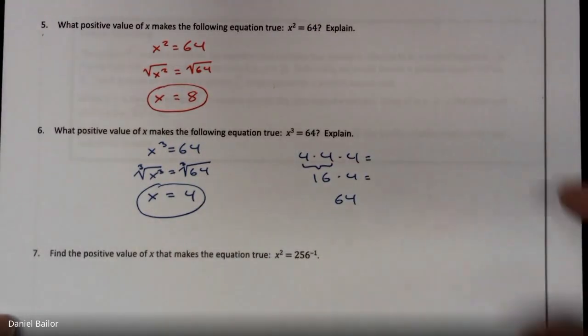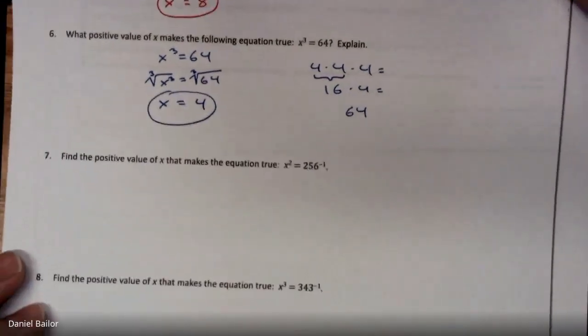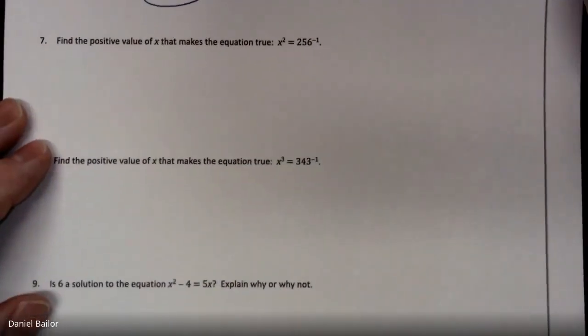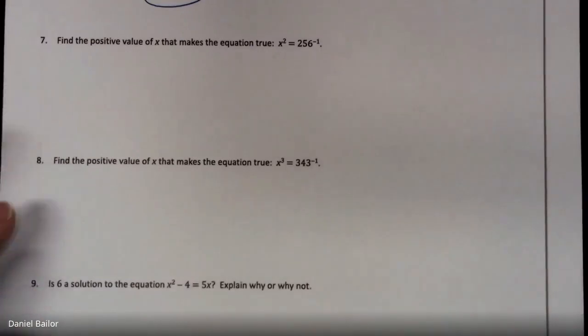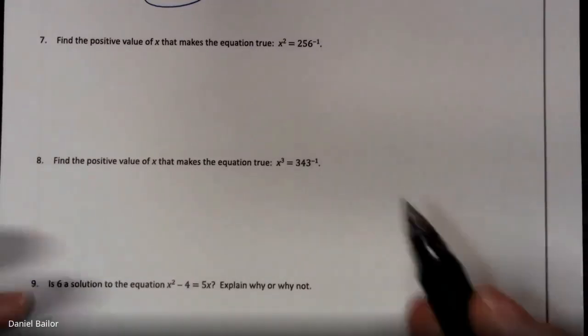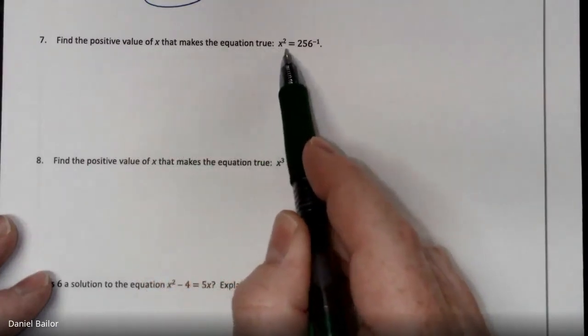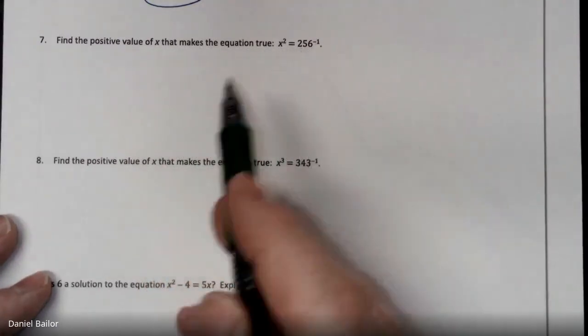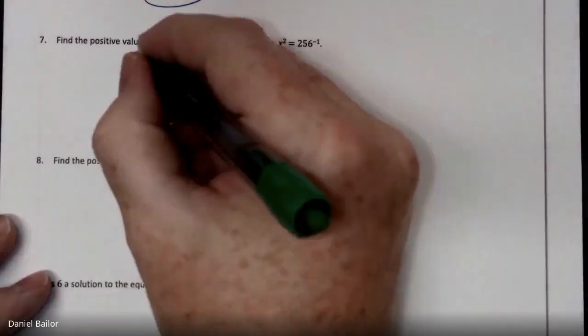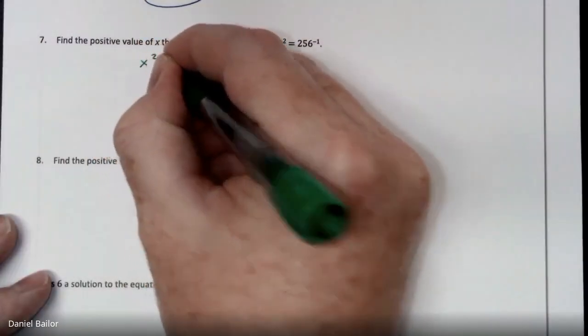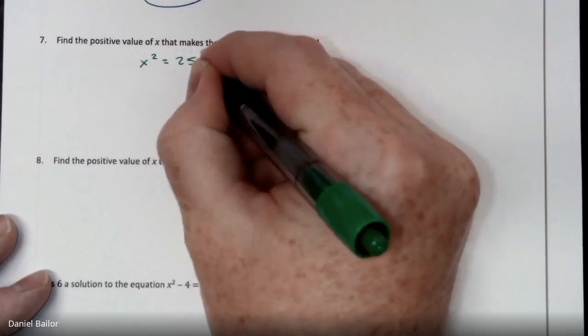Let's try this. Oh, it's getting a little bit tricky. You have to remember all the way back to Module 1 and our exponent rules for number 7. Find the positive value of x that makes the equation true. x squared equals 256 to the negative first power. Well, this is what we start with. x squared equals 256 to the negative first.